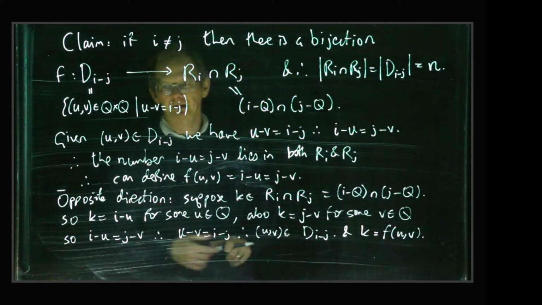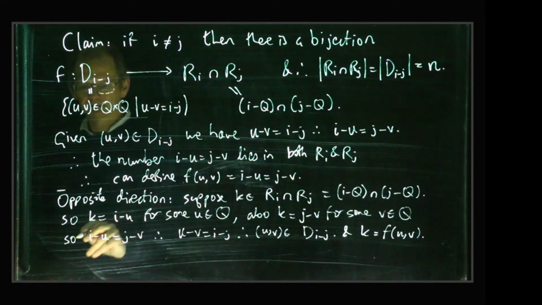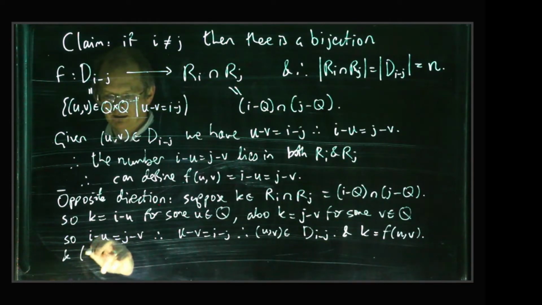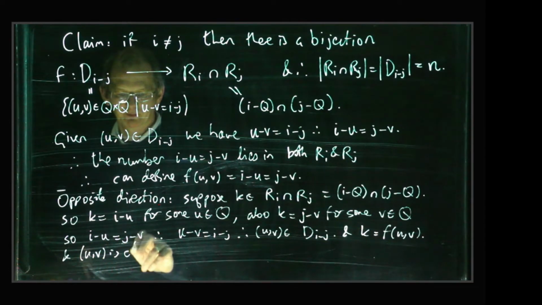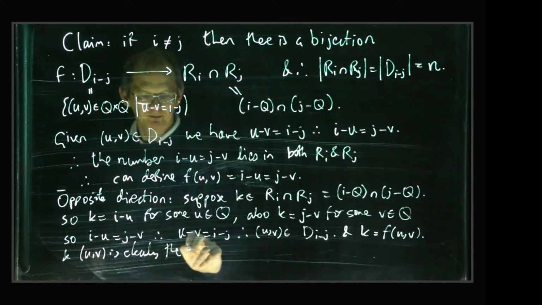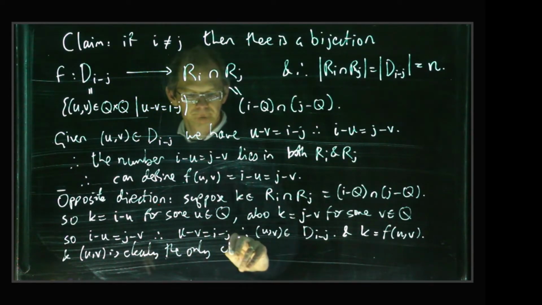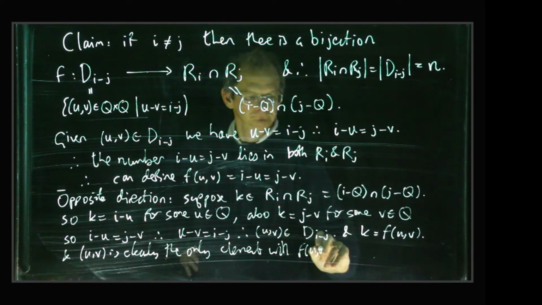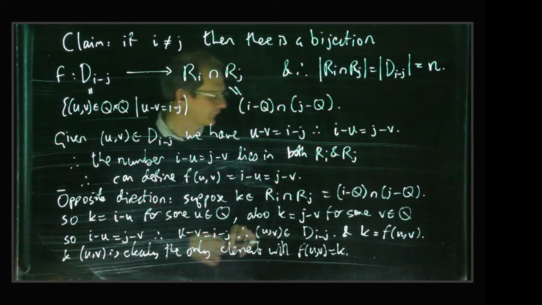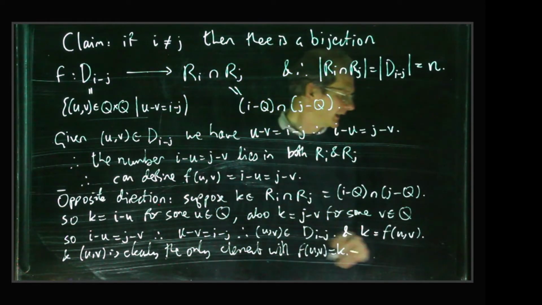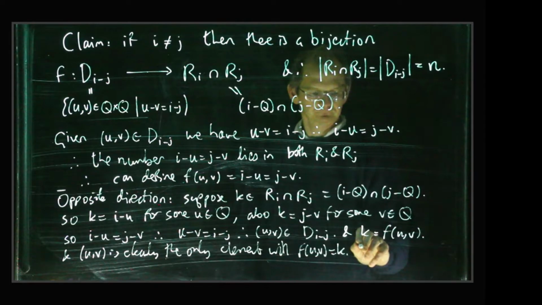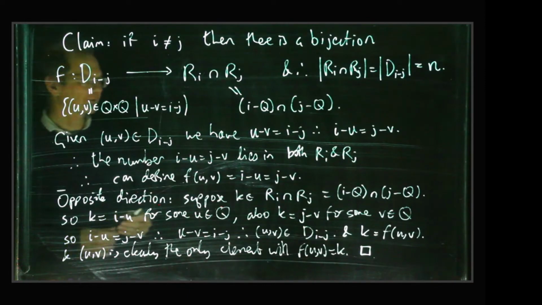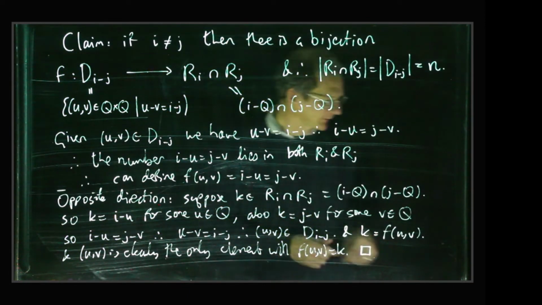Okay, so this is showing us that this f is surjective, and it's clear from what we said here that it is clearly the only element with f of (u, v) equals k, so that's proving that we've actually got a bijection. Okay, so now we've shown this. Now we just need to wrap things up a little bit.